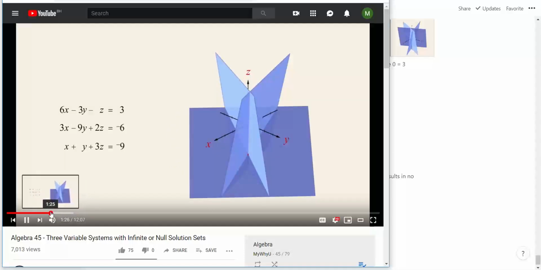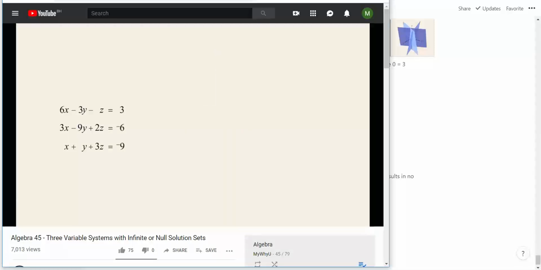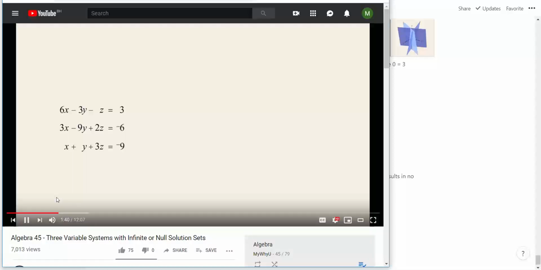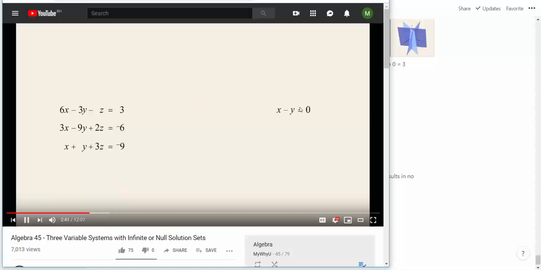We saw in the previous lecture that systems like this can be solved using the same basic techniques we use to solve systems of two equations in two variables. We start by choosing two of the three equations and eliminate a variable, giving us an equation in two variables. For example, this time we'll use the first and third equations and once again eliminate z.